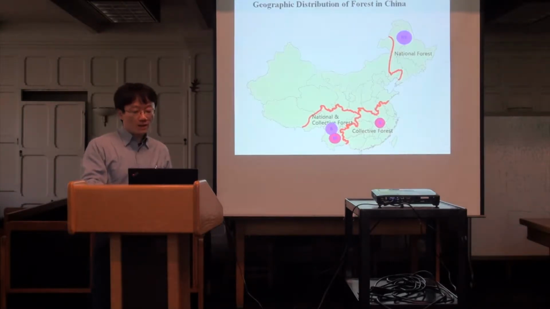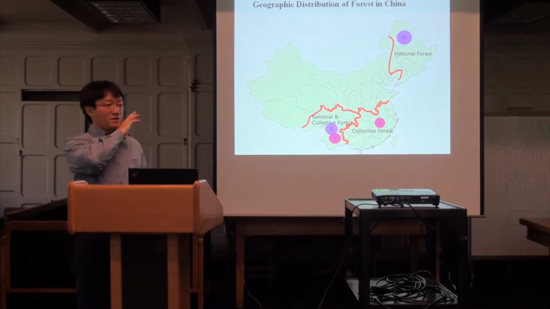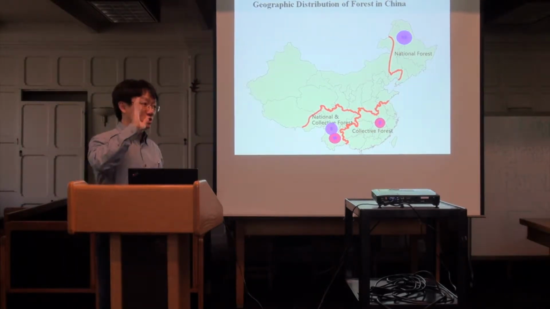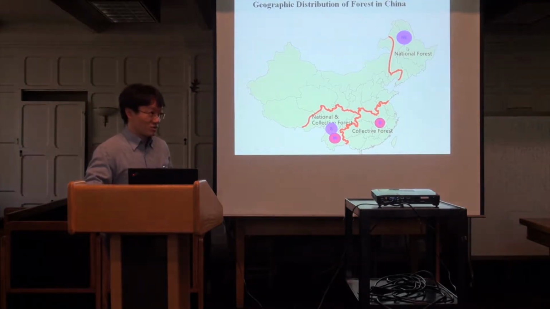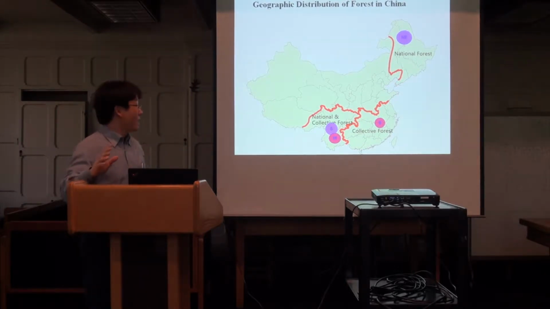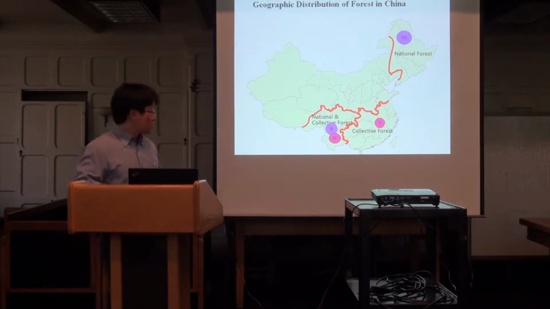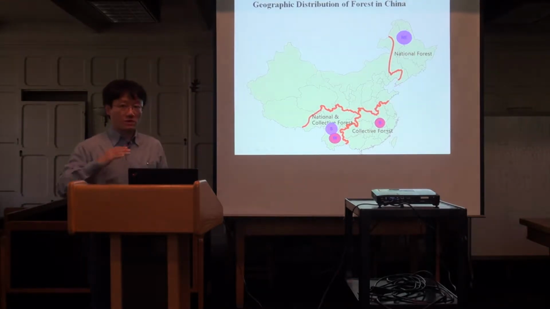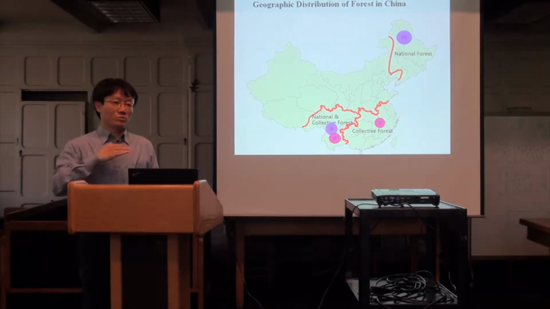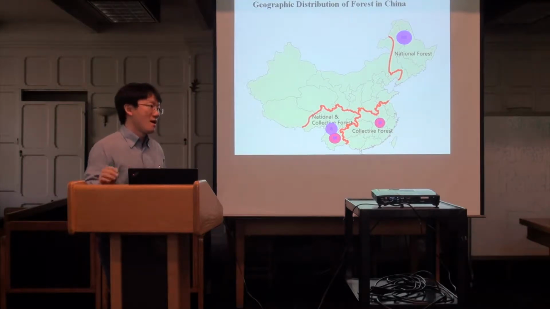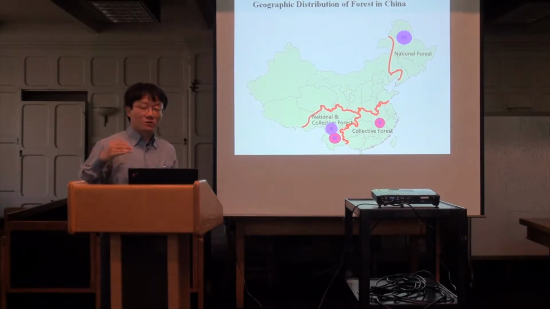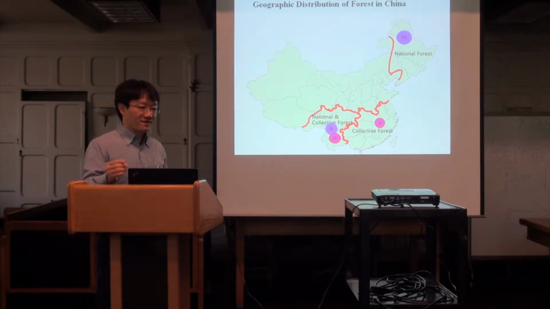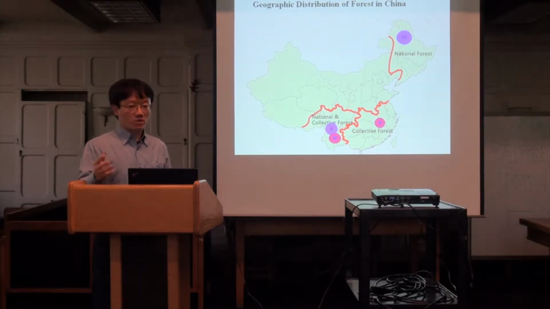This geographic map shows the location of forests in China. This is the northeast of China, where most forests are national forest. In the south of China, most of the forests belong to the collective, that means they belong to the rural community. And in the southwest of China, the forest land is a combination of collective forest and national forest.